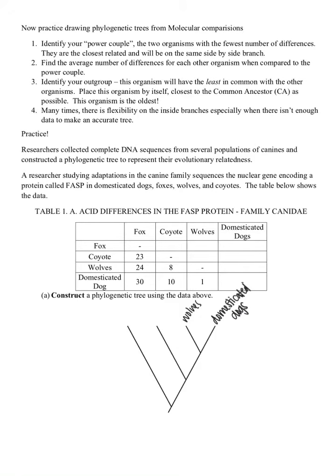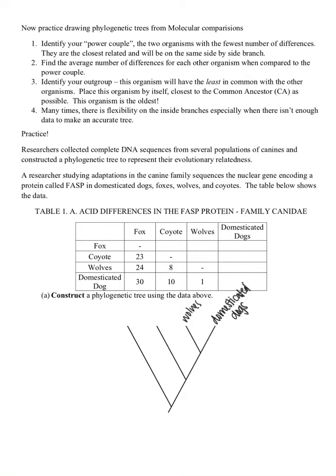Now group 3 says to identify the outgroup. Okay, this is the one that has the least in common or the most different. So that would be the one that's going to be placed by itself with the branch connected closest to the common ancestor. That one's the oldest.